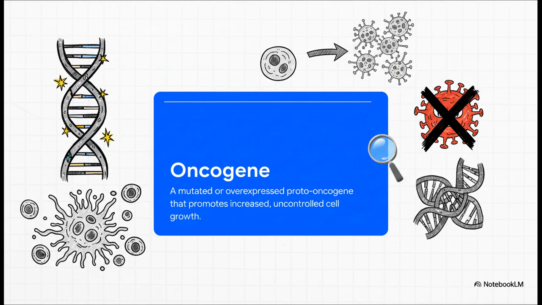So yeah, here's the formal definition. But what's really important to get is that an oncogene isn't some virus or bacteria invading from the outside. No. It's a corrupted version of one of our own genes. And that corruption, whether it's from a mutation or just having way too many copies of it, that's what gives a cell that non-stop command to grow. And that, right there, is a hallmark of cancer.